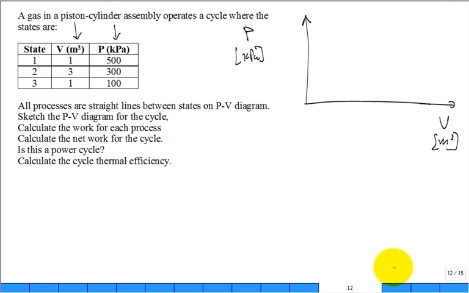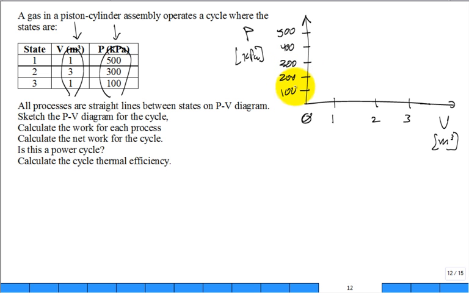So a lot of us went ahead and asked, what's the range of the volumes that I see? Okay, so 1, 2, 3. You could put 4, but a lot of people put 0, 1, 2, 3 for meter cubed. Then you look at the pressure range: 100, 200, 300, 400, 500 kilopascal, down to 0. I would encourage you to label your axes on this type of problem.